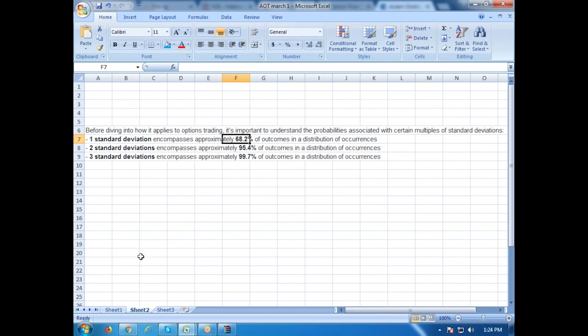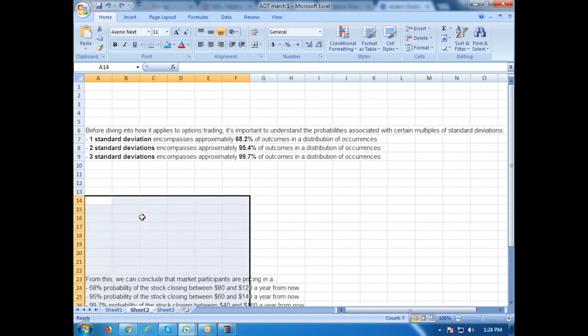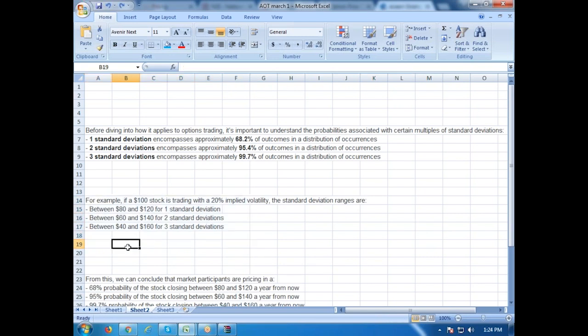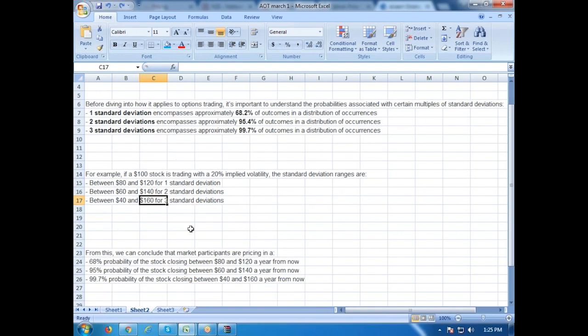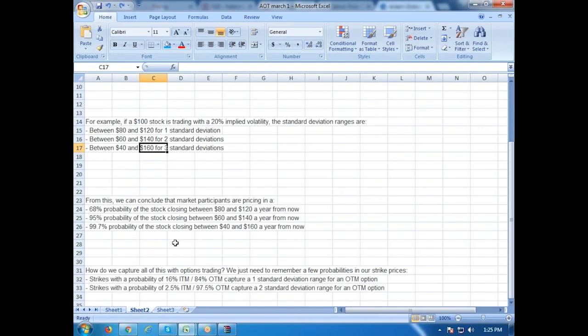मतलब आप कॉन्फिडेंटली बोल सकते हो कि ये मूव इतने परसेंटेज ऑफ डिस्ट्रीब्यूशन में रहेगा. मोटा मोटी, a stock has an implied volatility of 20%, that means stock 100 का है तो 80 से 120 के बीच में रहेगा with 1 standard deviation, 60 से 140 के बीच में रहेगा with 2 standard deviation, and 40 to 160 के बीच में रहेगा for 3 standard deviation. This example is taken from tastytrade.com.